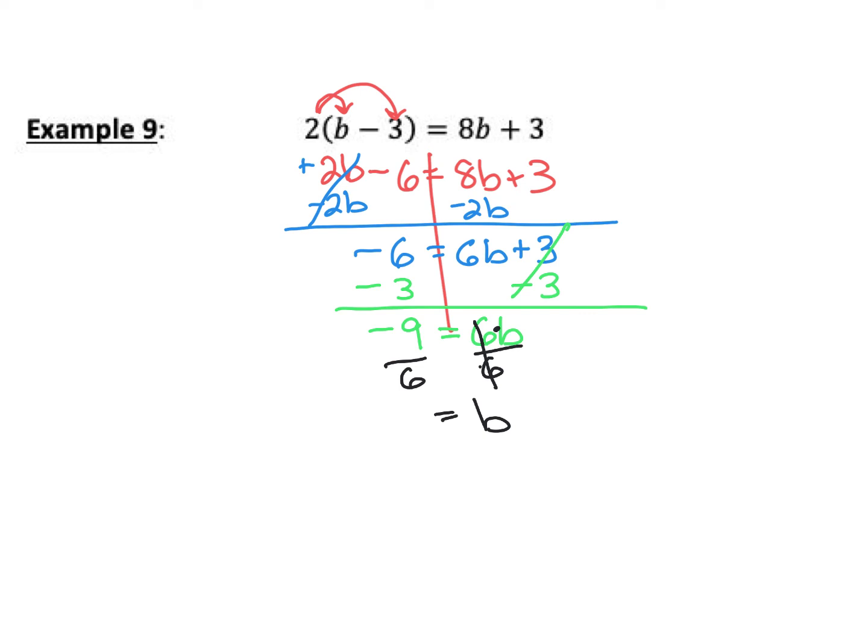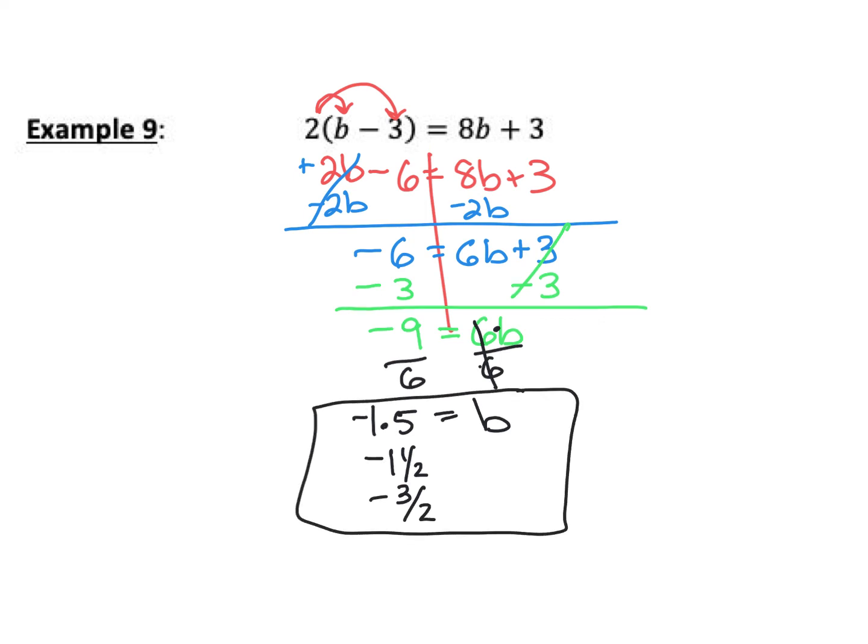So it is going to be a decimal kind of thing. So we do have as negative 1.5. We also have it as negative 1 and 1/2. We can also have it as negative 3 over 2. All of these are the same representation of b, and that can be the answer itself.